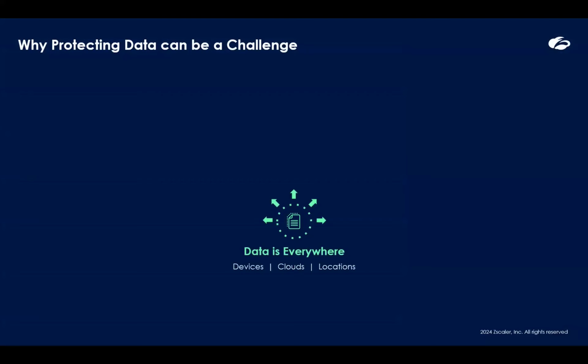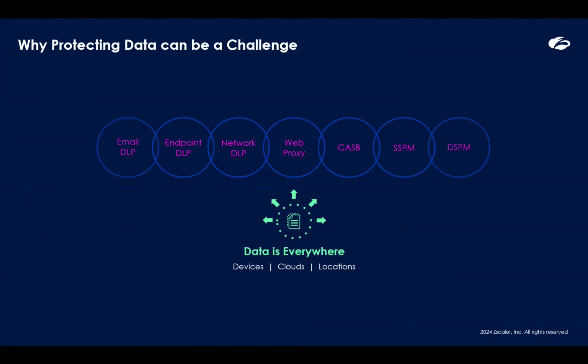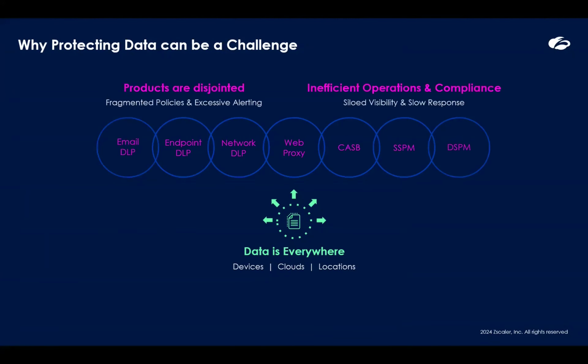Before we start talking about data protection and how to configure it, it's important to understand what's at stake. First, it's important to know that data today is everywhere in devices, clouds, and locations. Protecting data can therefore be a huge problem, especially because often multiple data protection products are involved, with fragmented policies, excessive alerting, siloed visibility, and slow response from the teams that are responsible for making sure your data is secure.